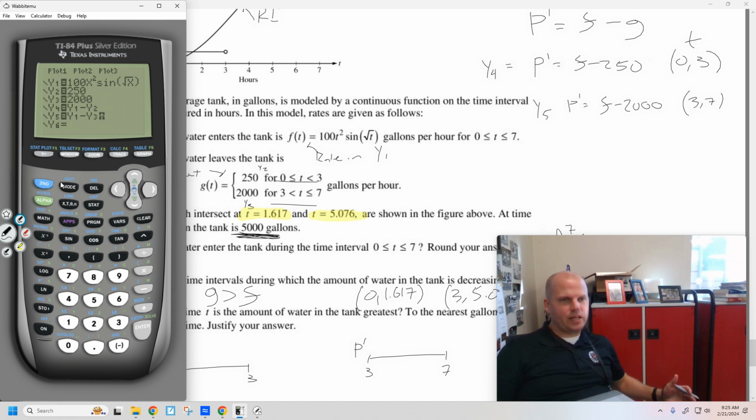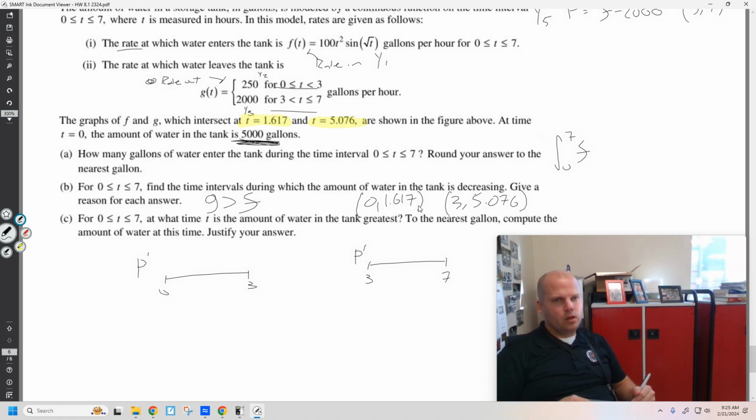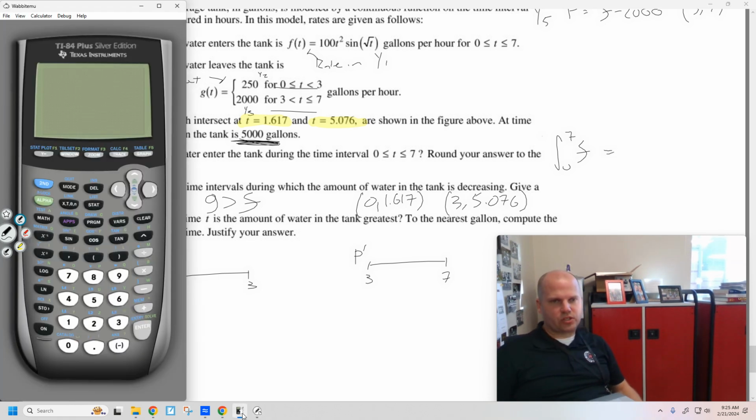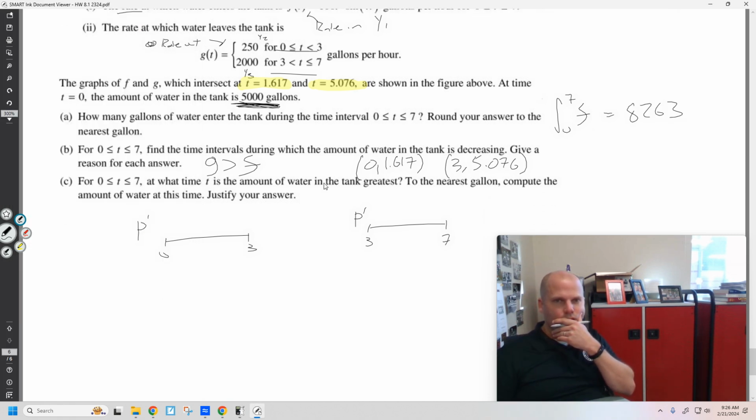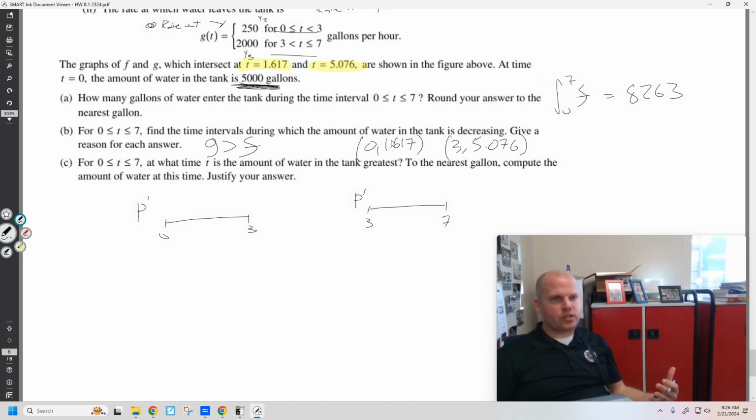Let's not graph anything yet until we need to. Let's just stop. What was the question? Number 1, total water in. Accumulate your rate in from 0 to 7. I've already entered that. Bam. 8,263. I did not incorporate the initial amount. I did not incorporate anything else. All right. I already answered this question, it's going to help us to understand C.